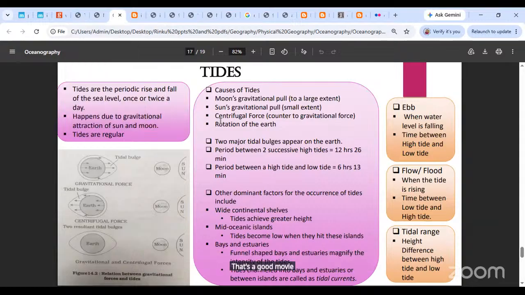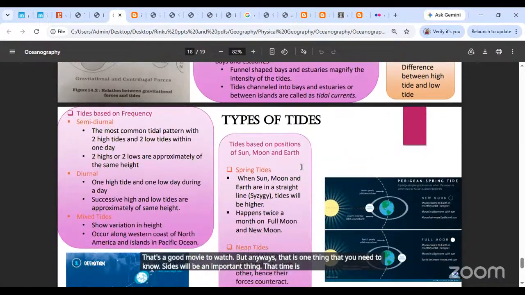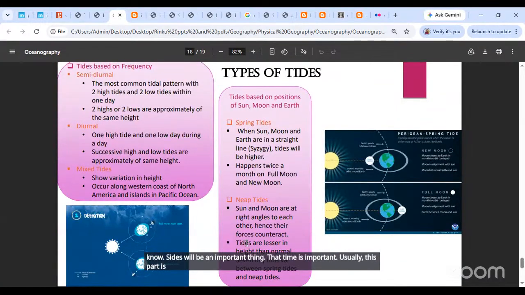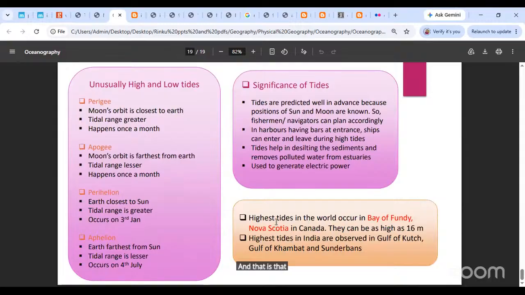But anyway, that is one thing you need to know. Tides will be an important thing. That time is important. Usually, spring tides and neap tides are what they question you on. And they ask where you find the highest tides in the world. This is one question they ask you.